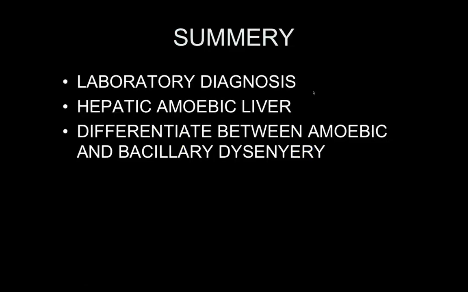Summary of this is that you need to know the lab diagnosis. We have already done this: lab diagnosis is based on the trophozoites which have ingested RBCs and are motile, or the presence of cysts in the stool, which in chronic amoebiasis are tetranucleated cysts. And in the stool and the liver aspirate, you can detect the nucleic acid, or you can detect the antigen of Entamoeba histolytica. Besides this, we can perform PCR, or we can use DNA probes.